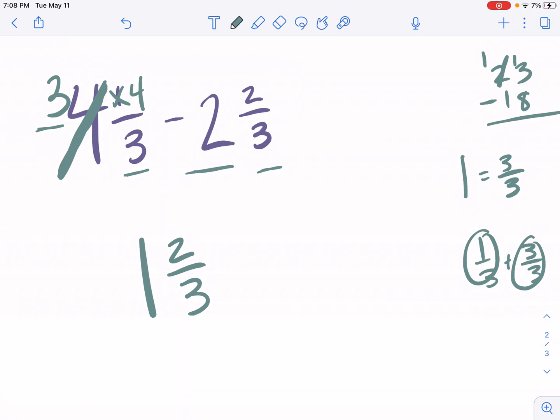And then I want to take one last look. Do I have to simplify 2 over 3? No, I do not. So my answer is 1 2/3. If that makes sense to you, that might be a much better method to use.